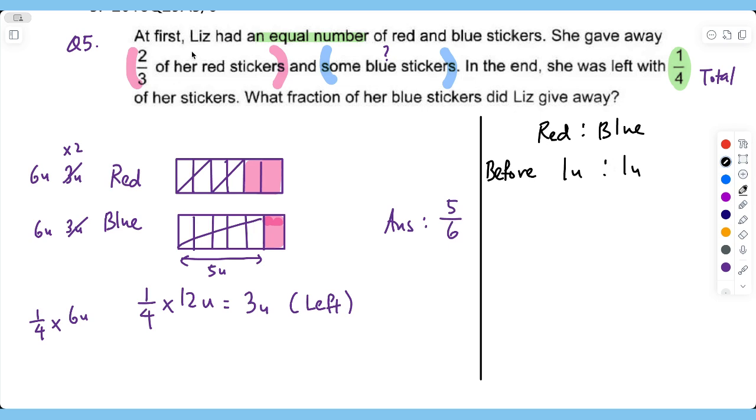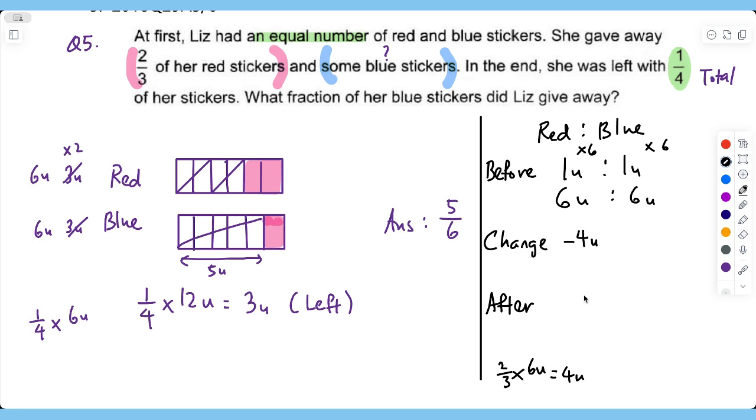However, she gave away 2/3 of her red. So what's the change? We can't find 2/3 of 1. So we times 6 for both, and that gives us 6 units is to 6 units. Now we can find 2/3 of 6 units. What's 2/3 of 6 units? So 2/3 of 6 units will be 4 units. So she gave away 4 units of her red stickers. Before, change, after. And the amount of units left is 6 units minus 4 units, which is 2 units.